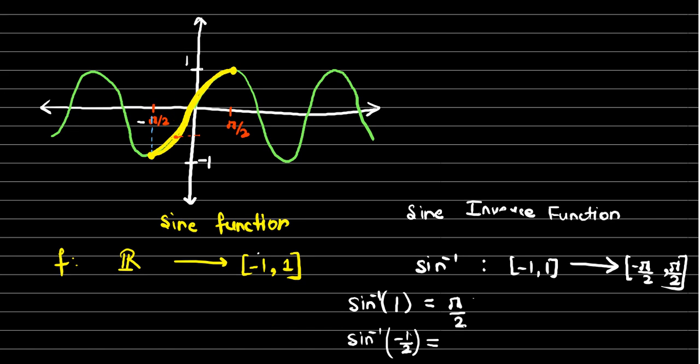Ma'am, like in sine theta, when theta is negative, its sine comes out negative. So for sine inverse also, can we say that minus 1 by 2 gives a minus sine that came out?